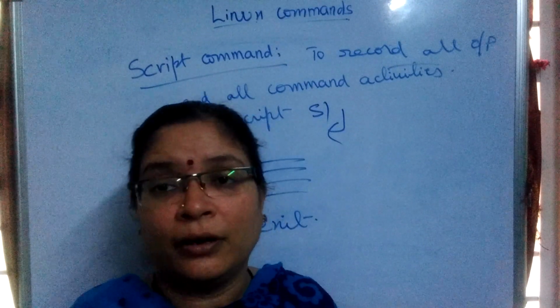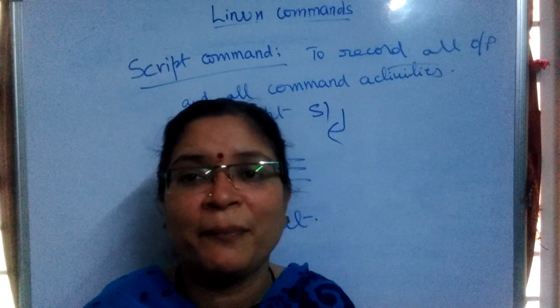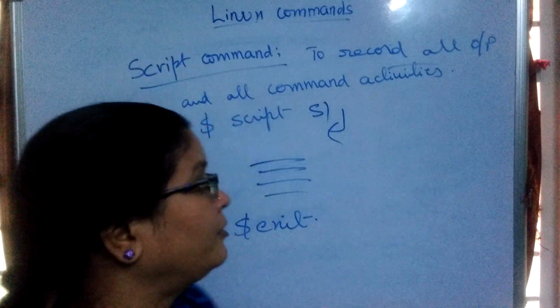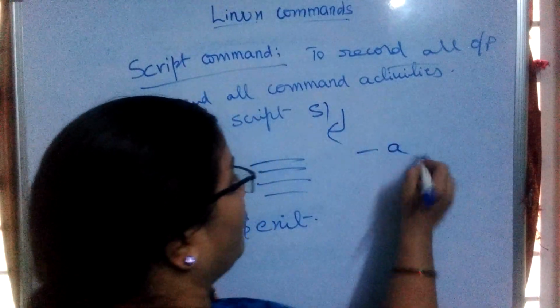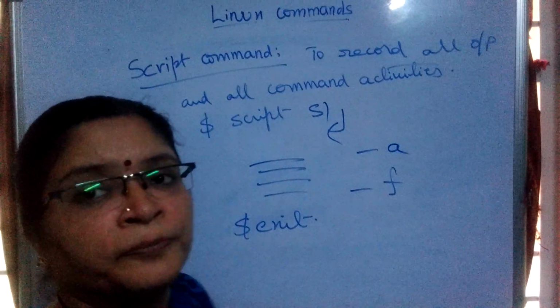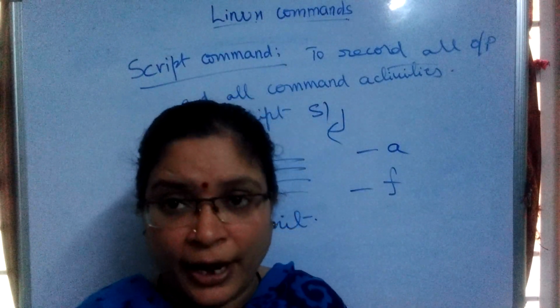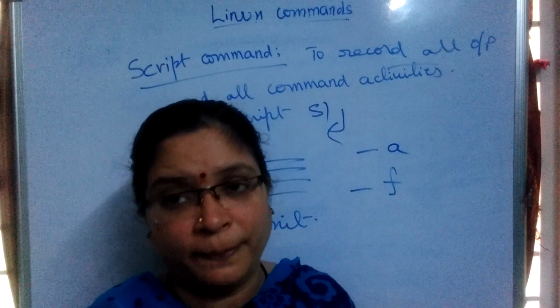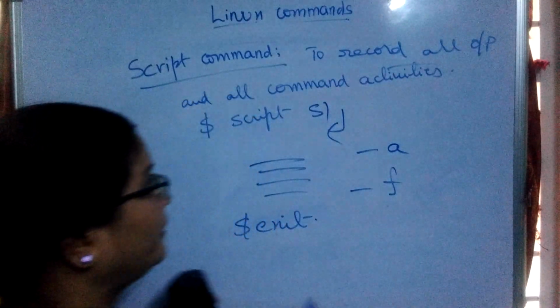And some more things are also there. For this script command we have some options also. So what are the various kinds of options? For this, -a is one of the options, -f is one of the options. What is the meaning of -a? -a means suppose you want to append some more to that script. Okay, so you open the script S1.